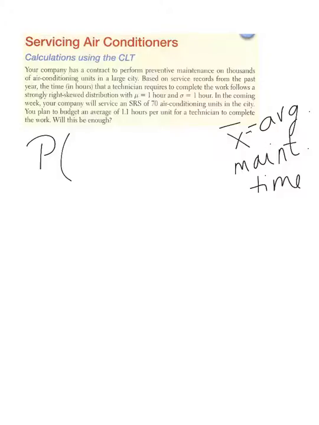I want to see if that X bar for 70 units is greater than 1.1, right? If my average time here is greater than 1.1. And if you want, you can go ahead and make note in there that for 70, you're servicing 70 units. Okay, so let's look at my distribution.